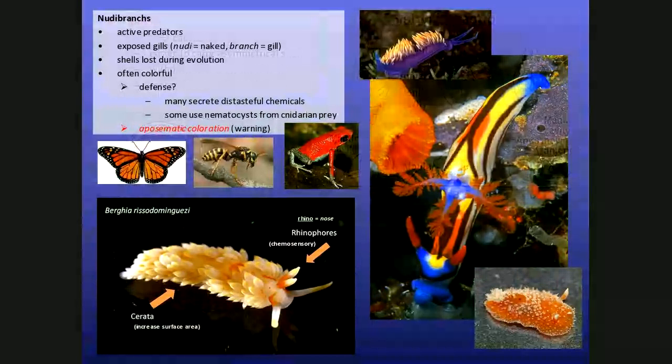The nudibranchs. Marine slugs, for the most part, brilliantly colored organisms. Many of them are active predators. They get their name from the fact that, see the yellow and this purple one. Isn't that cool? I've seen a couple of these when I was scuba diving. They're so neat. And these are all gills, naked gills. Nudibranch. Branch is gill. Fossil records suggest that they did have a shell, but lost it during evolution.